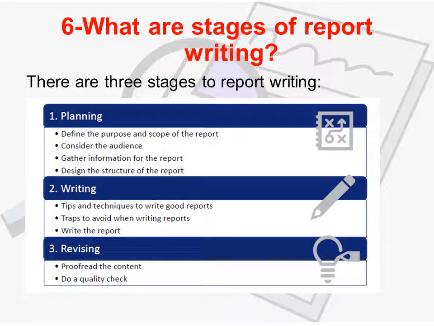And in this point, we will discuss what are stages of report writing. In the report writing, there are 3 stages to report writing. The first stage is planning, the second stage is writing, and the third stage is the revision, and we will discuss every stage in details.